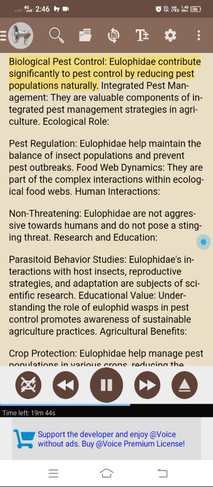Economic importance, biological pest control: Eulophidae contribute significantly to pest control by reducing pest populations naturally. Integrated pest management: they are valuable components of integrated pest management strategies in agriculture. Ecological role, pest regulation: Eulophidae help maintain balance of insect populations and prevent pest outbreaks. Food web dynamics: they are part of the complex interactions within ecological food webs.